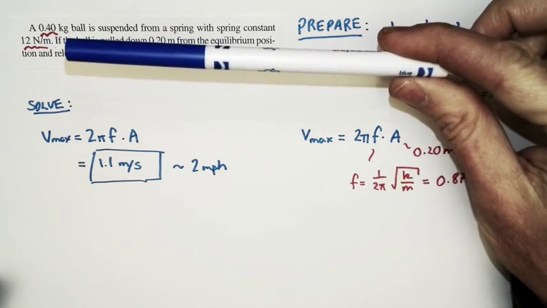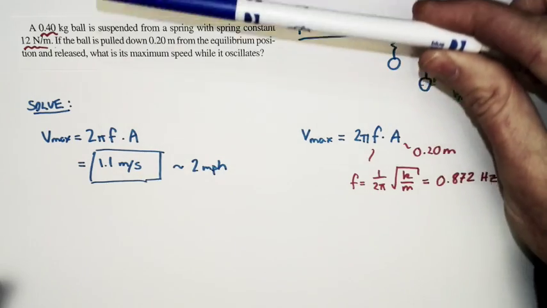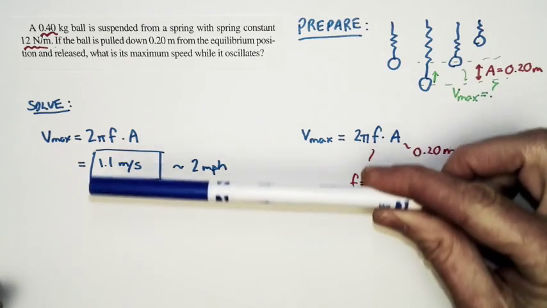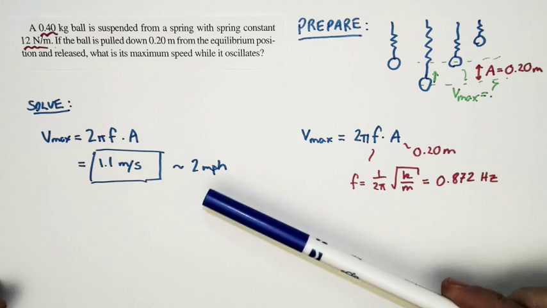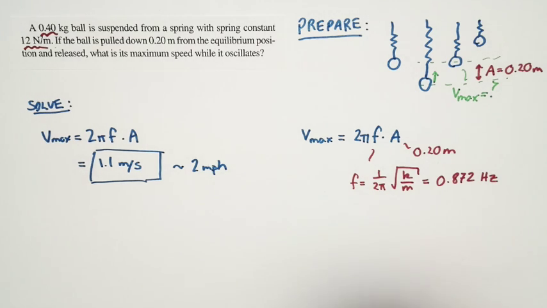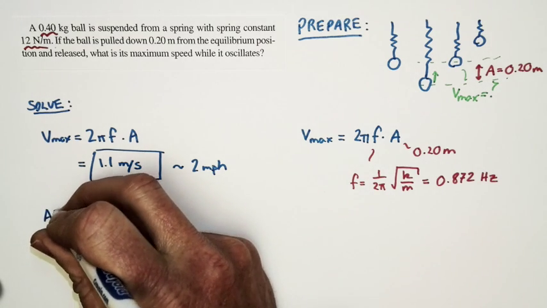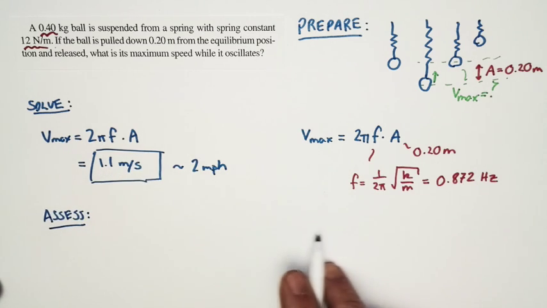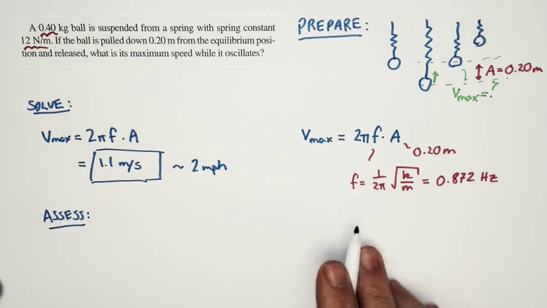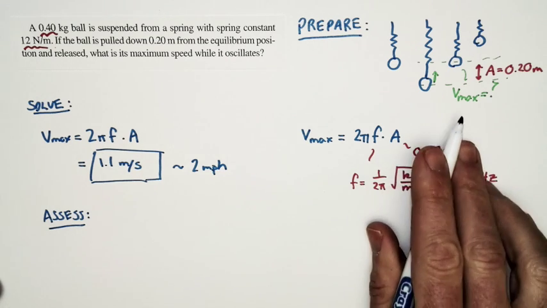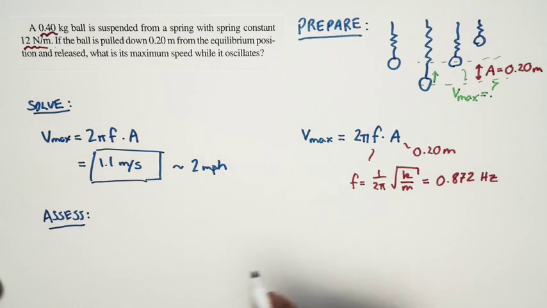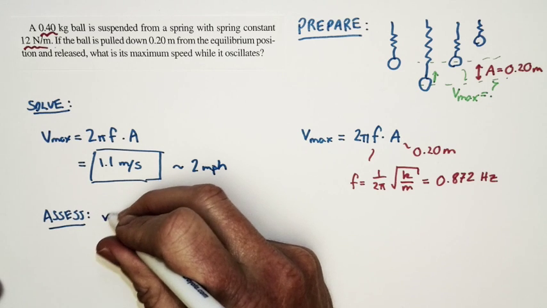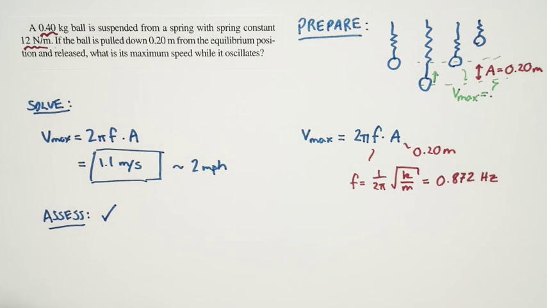So I've taken this mass and I've pulled it down by 20 centimeters, and it's oscillating up and down less than once per second. I expected this speed to be pretty low, and in fact, that's what I find. And so as our final step, we look back and we assess, and we say, at the end of the day, this problem answer matches our initial prediction. The problem solution matches how the world works, and that's the thing we check for last when we solve any problem.